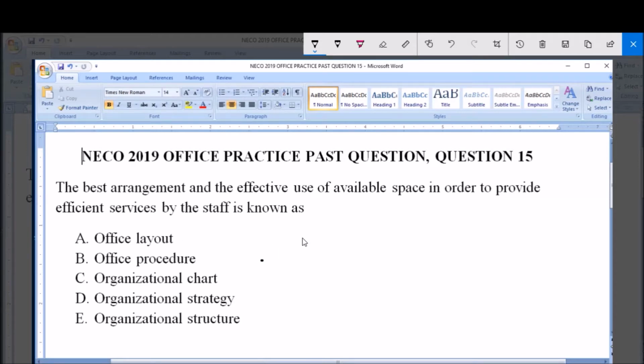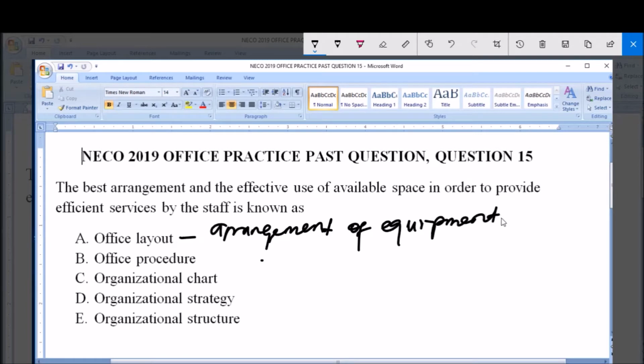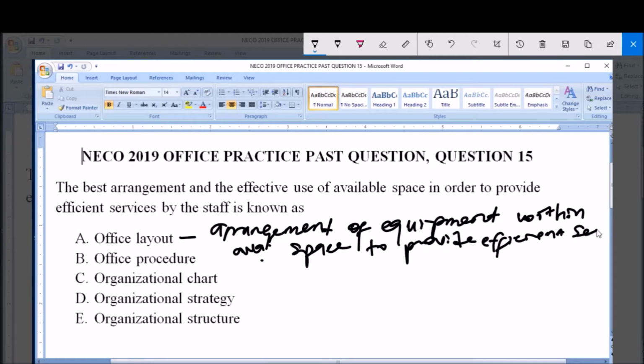Now A here says office layout. Now office layout simply refers to the arrangement of equipment within available space to provide efficient services.